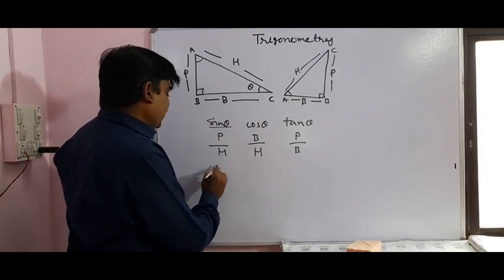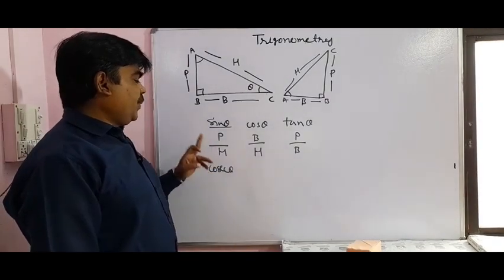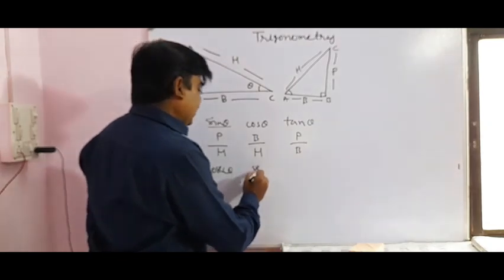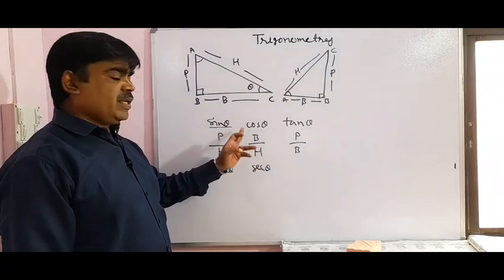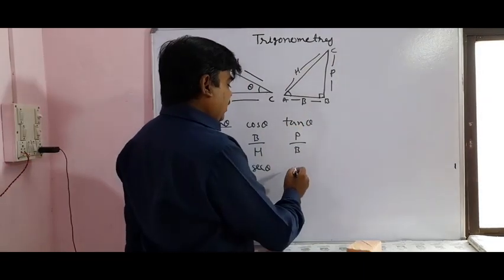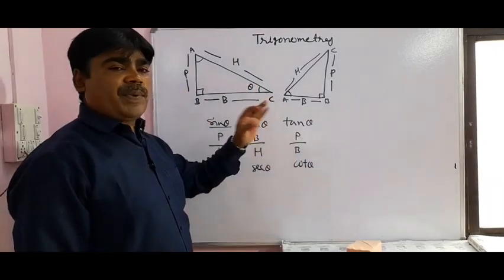And the opposite of sin theta is cosec theta. So the value of cosec will be hypotenuse upon perpendicular, and the opposite of cos theta is sec theta. So the value of sec theta is hypotenuse upon base, and the opposite of tan theta is cot theta. So cot theta equals base upon perpendicular.